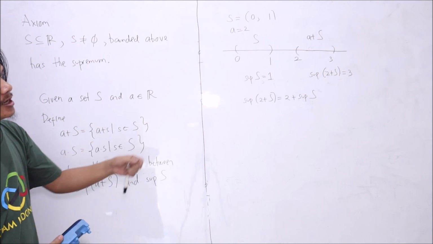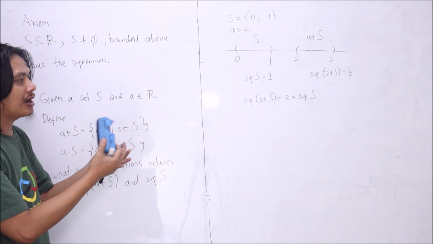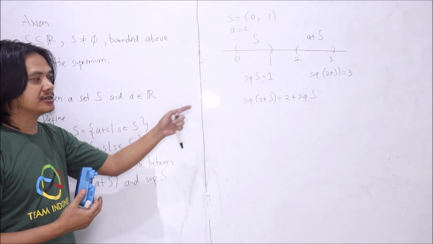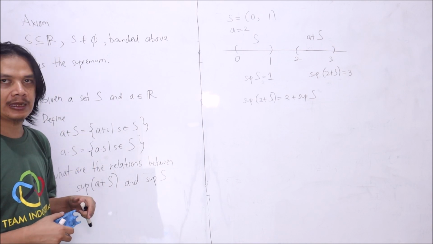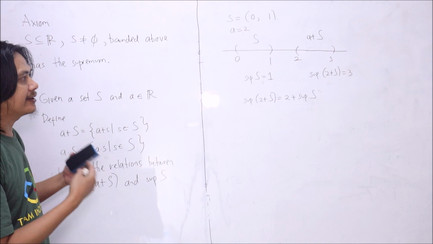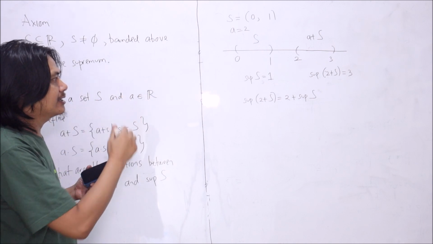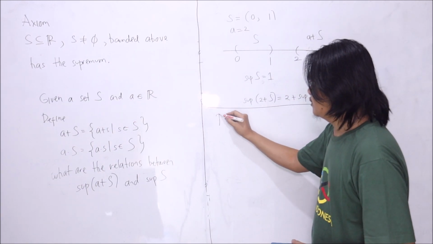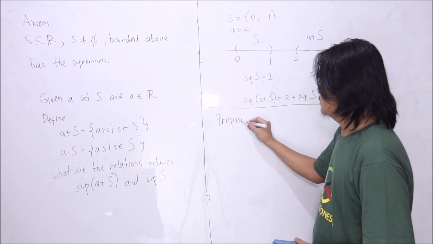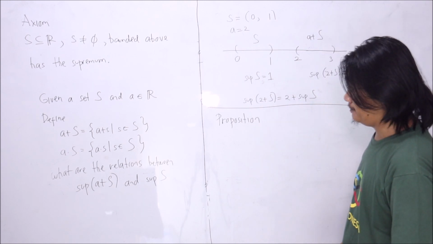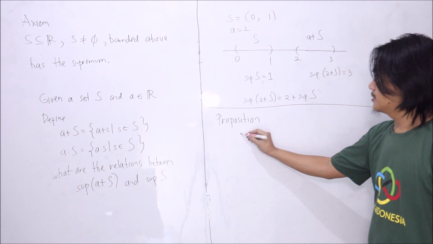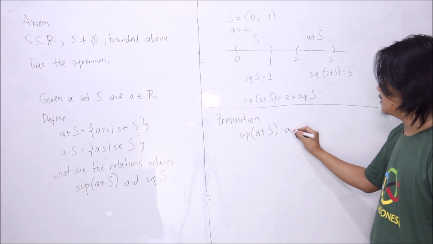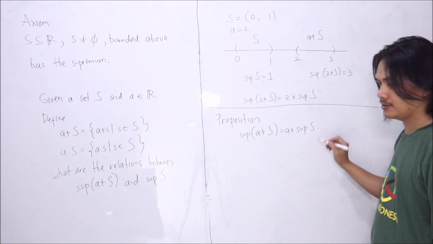And probably one example is not enough. Probably we need to play around with more examples to give us more confidence whether this statement is correct or not. Okay, but let's assume that we played enough and we feel that it is a correct statement. So we want to propose this proposition: that the supremum of A plus S is equal to A plus the supremum of S. Okay.